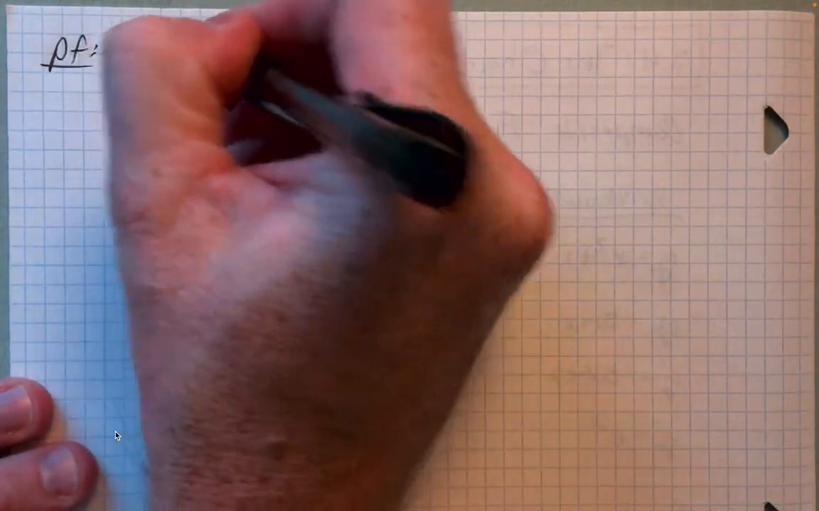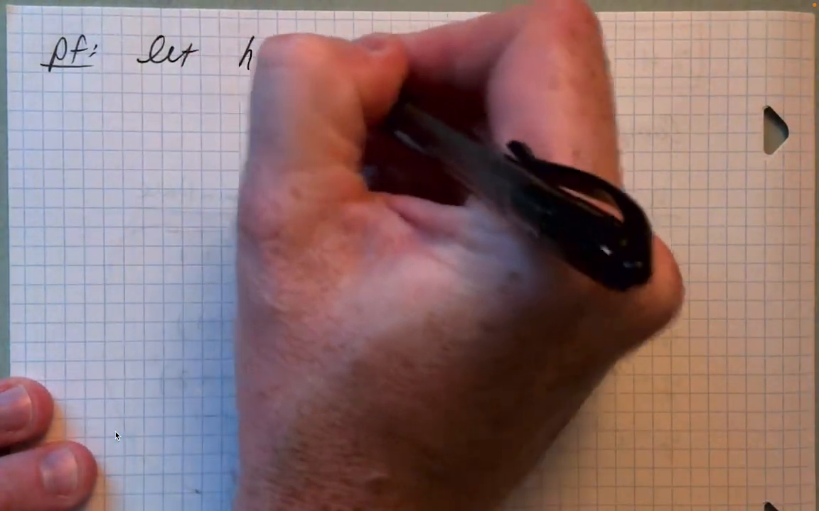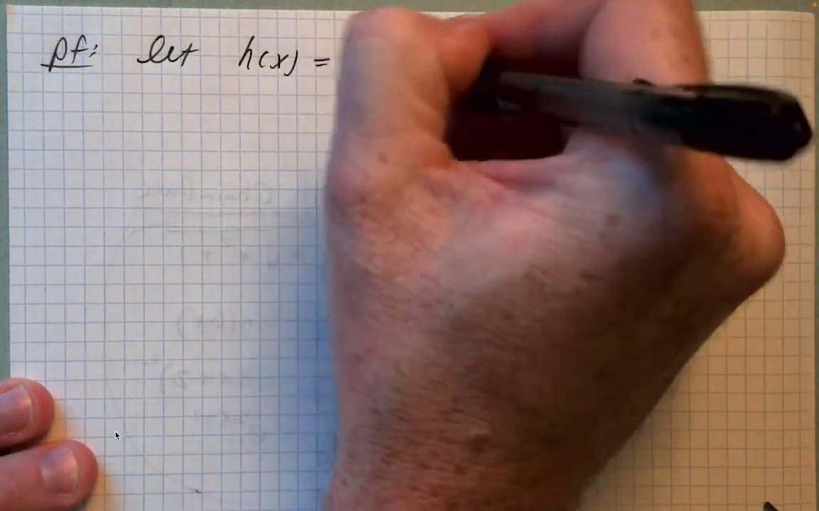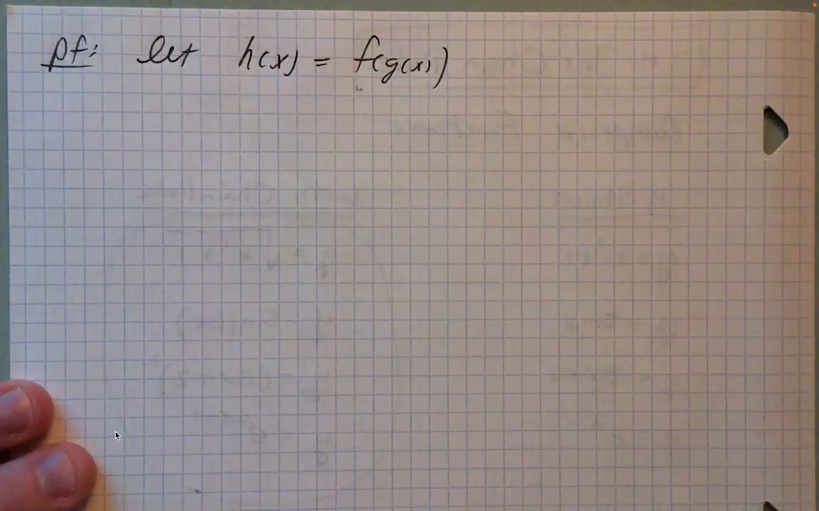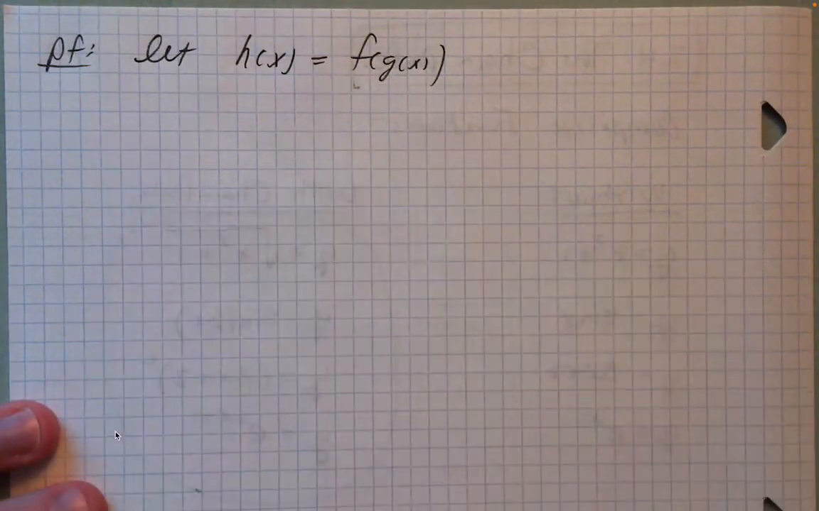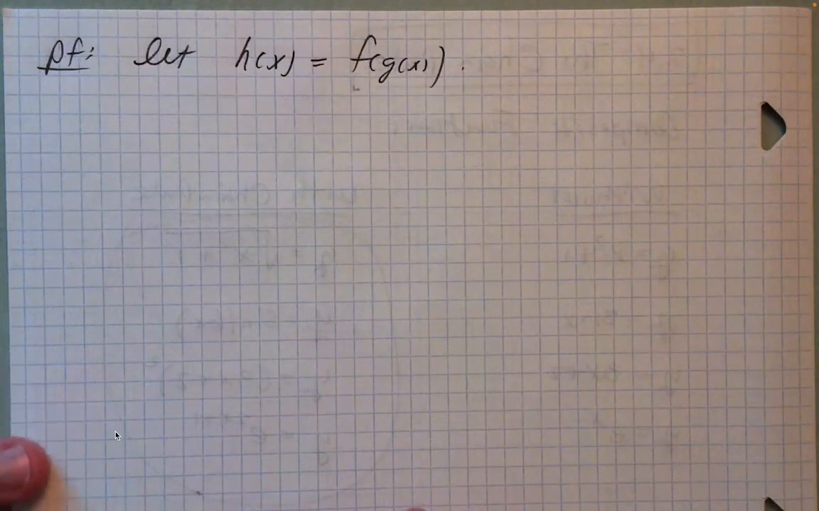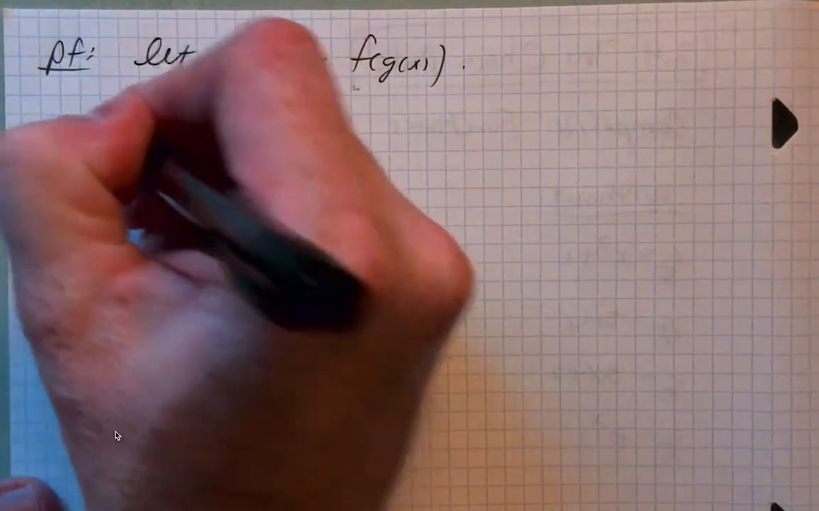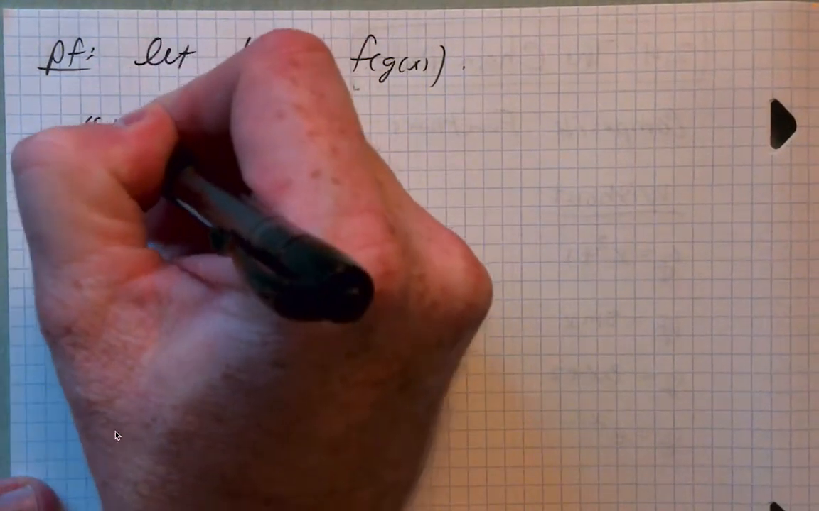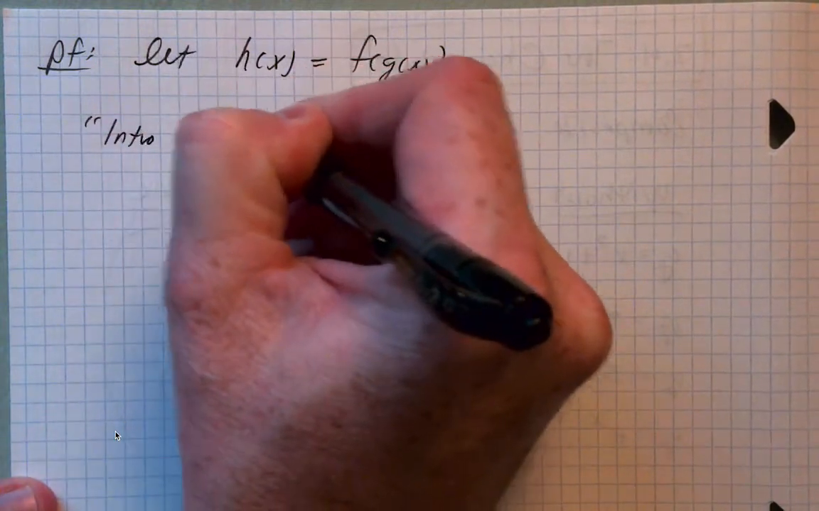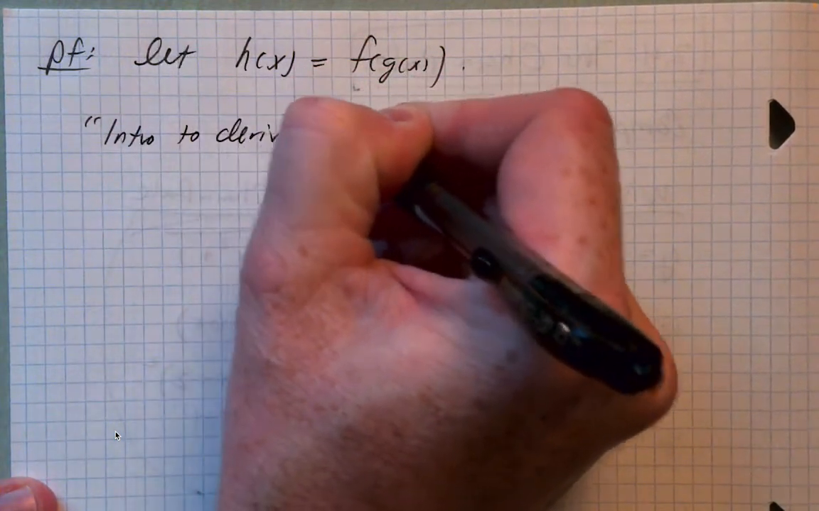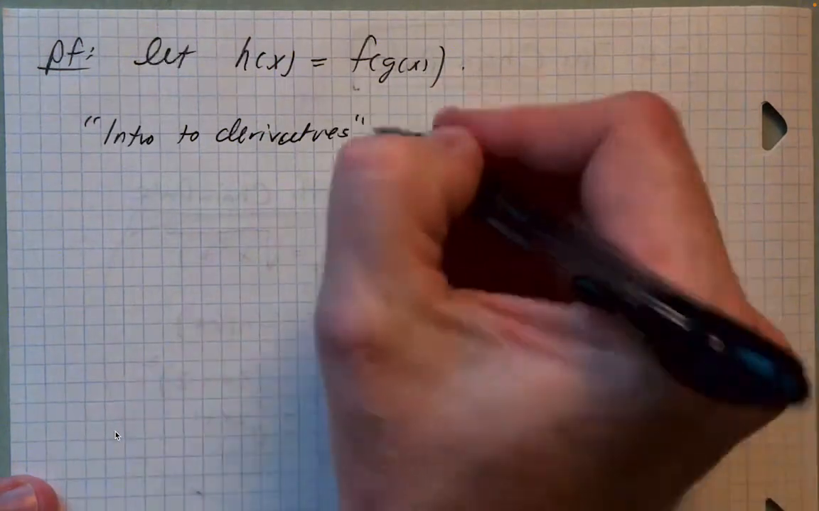Let's let h of x equal f of g of x. So this is our composition here. We're just going to call f of g of x, h of x, for convenience. Now, what we're going to do for this proof is recall a definition of the derivative that we introduced in a prior lecture. I believe if you go back and look at the lecture entitled Intro to Derivatives, we introduced this definition.